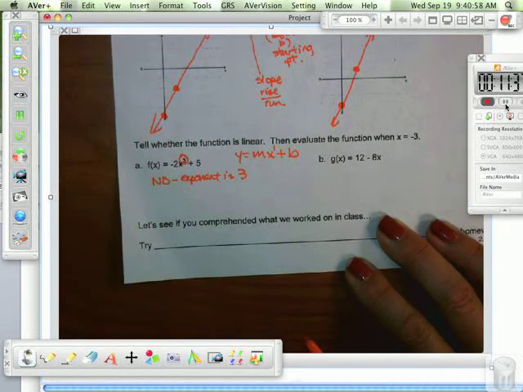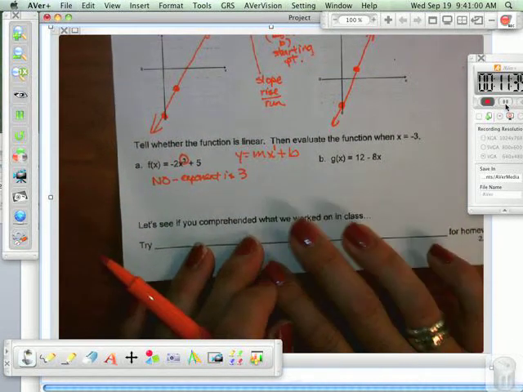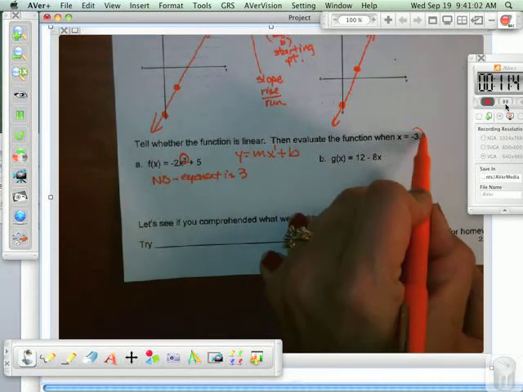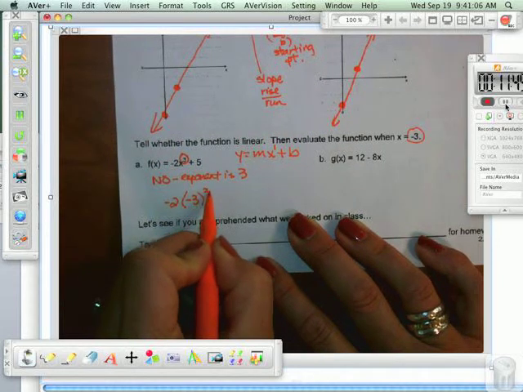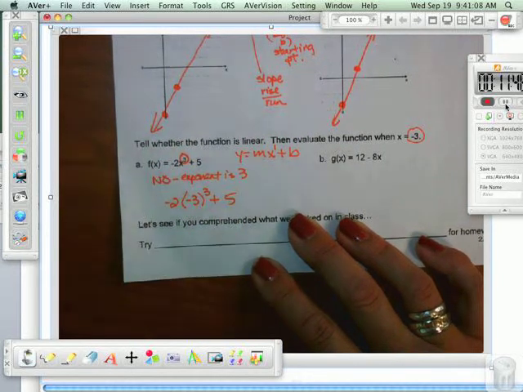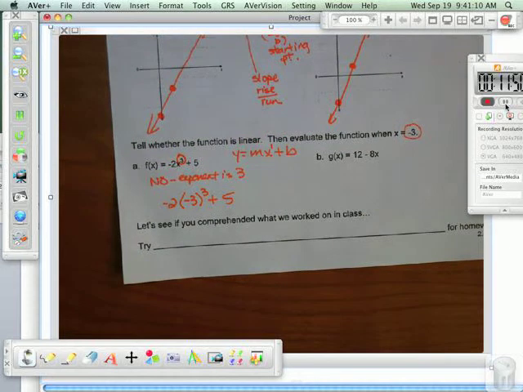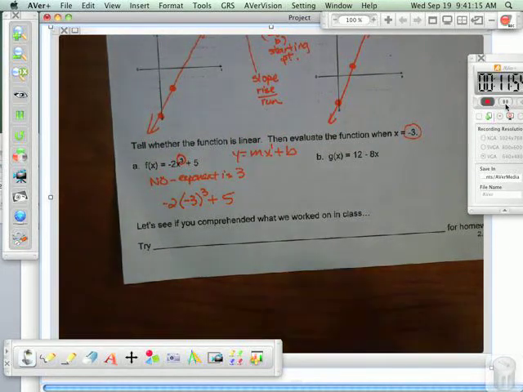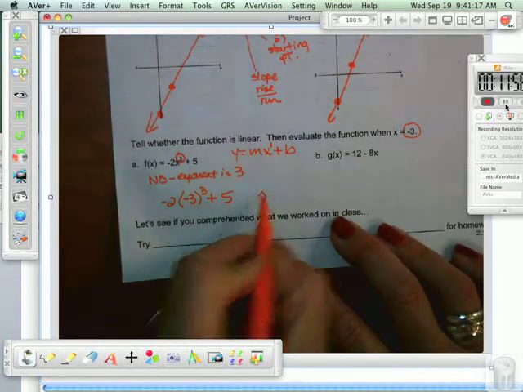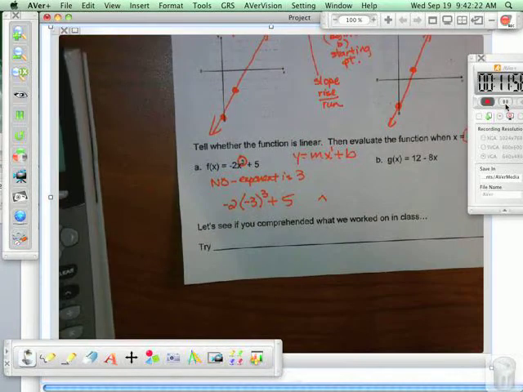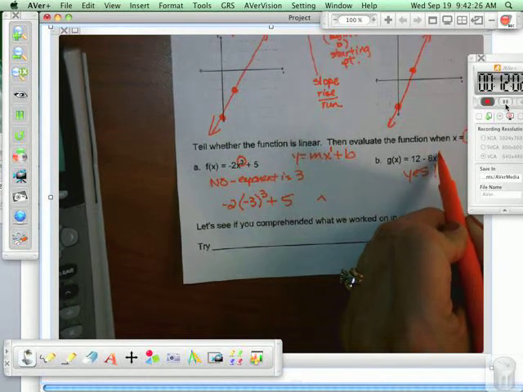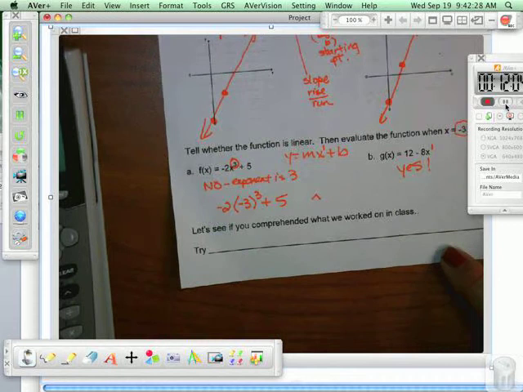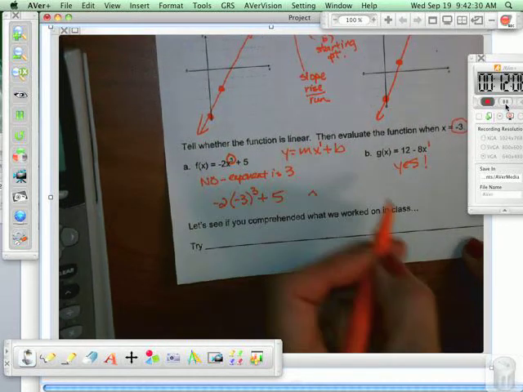If you were to stick in negative 3 here, it has to be like this. Do you remember how to do a cubed on the calculator? I use the caret key. That's what I call it. That little key like that. Yes, this is linear because this has an exponent of 1. It is a linear equation. So if it has more than an exponent of 1, it's not.